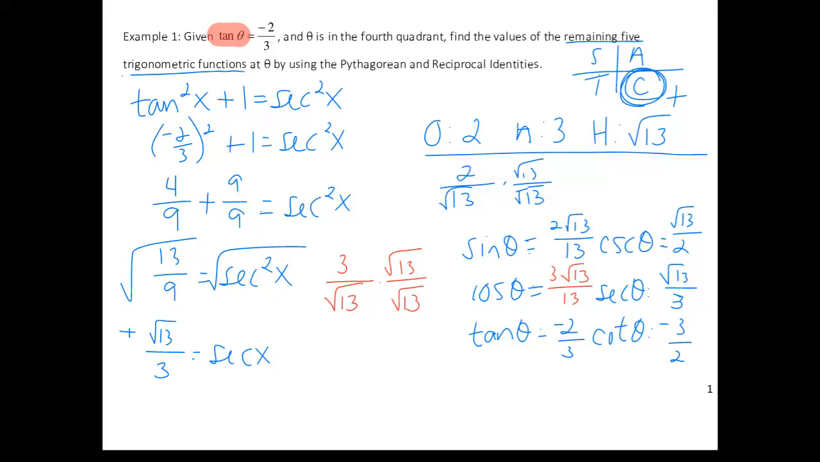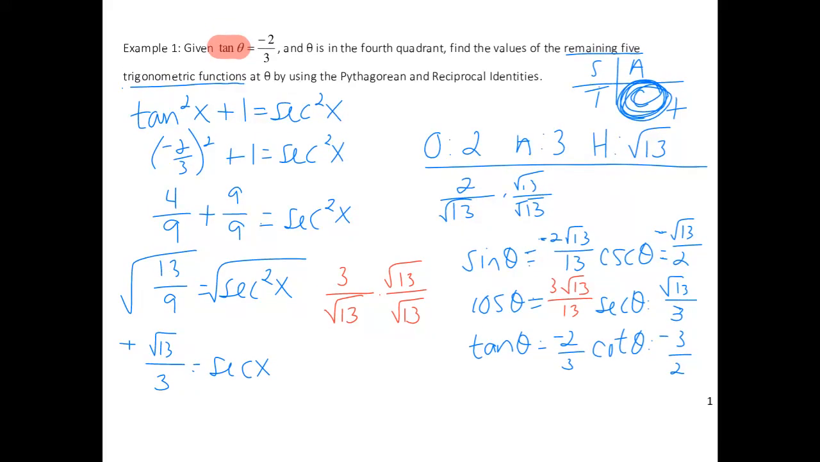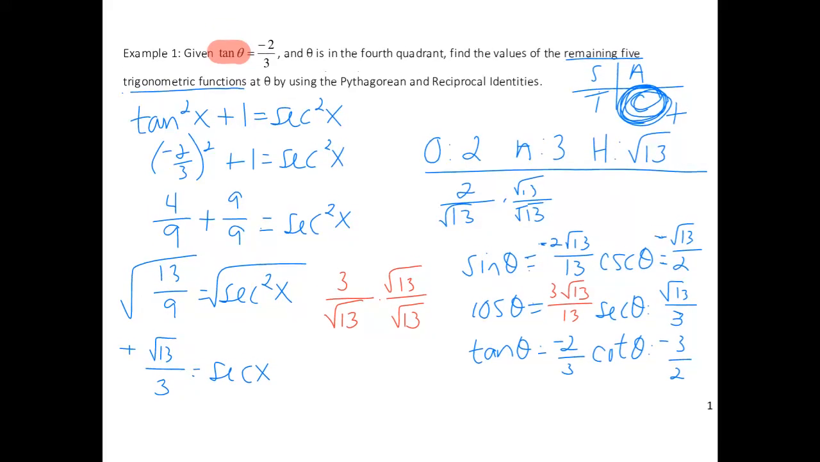Last thing to consider is the negatives. Again, going back to this quadrant thing, cosine is positive in quadrant 4, as would be then secant. So everything else should be negative. So tangent and cotangent, I already have the negatives in place, but I do need to add it in here, just sine and cosecant, because they would also be negative in the 4th quadrant. So now we have our 6 trig functions.